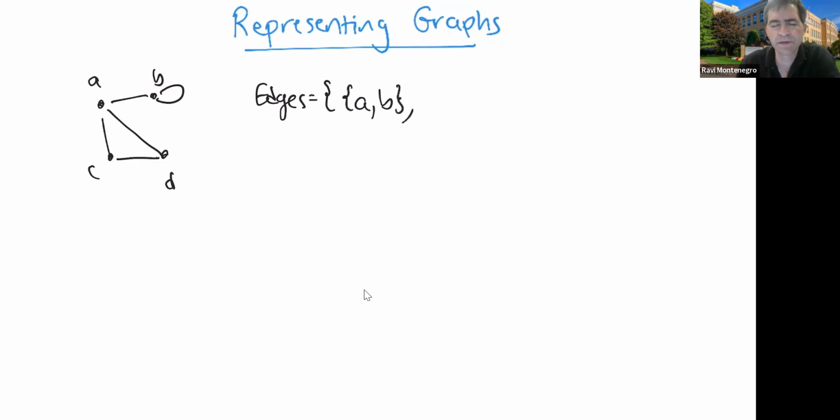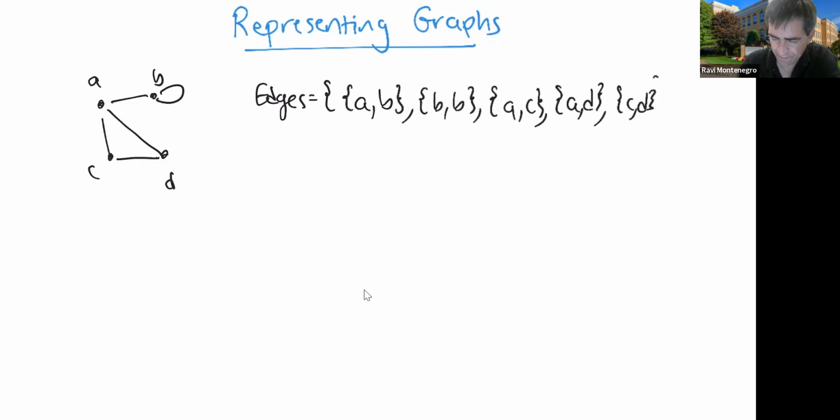So there is an edge between A and B, and there's no arrow here, so curly brackets. There's an edge between B and itself, a loop. Also A to C, A to D, and C to D. So a graph as a figure and a graph as a list of edges. And a third way is called the adjacency matrix. And there are other ways as well, but I'm just focusing on these three.